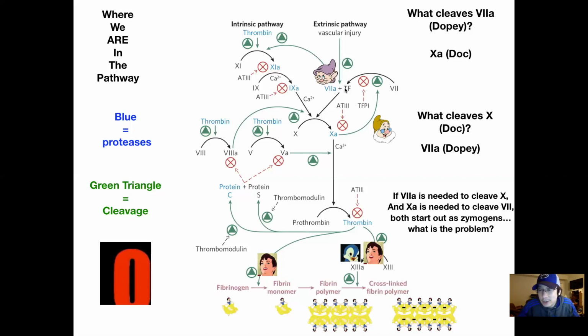But then that leads to another problem, doesn't it? If you even have a small amount of 7A, right? Wouldn't that cause there to be cleavage of 10 to 10A, which would make more 7A? And then all of a sudden you have a blood clot? Absolutely, good point. So how would you solve that?